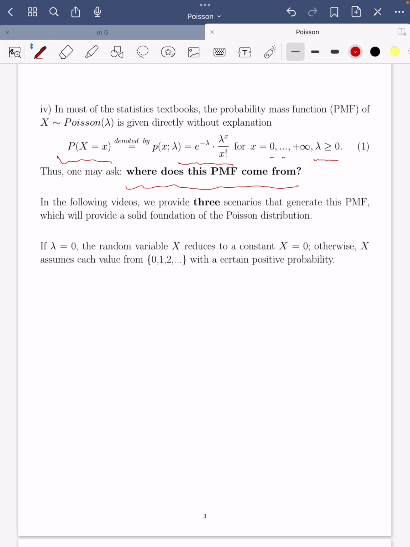There's a special case for this lambda value. If this lambda value equal to 0, then the random variable actually reduces to a constant, X equal to 0. For any other lambda value, X assumes each value from 0, 1, 2, 3, and so on with a certain positive probability.